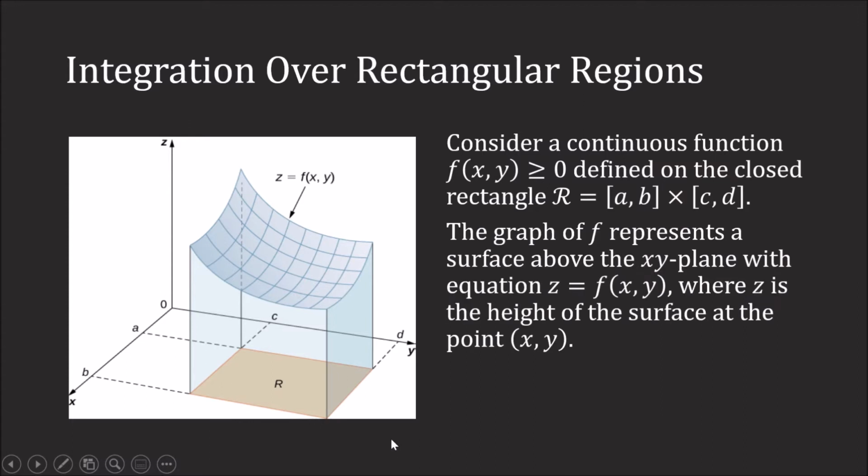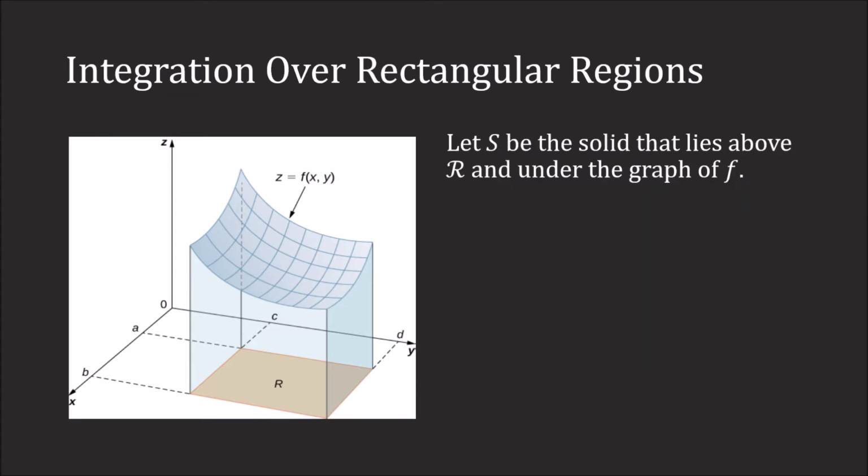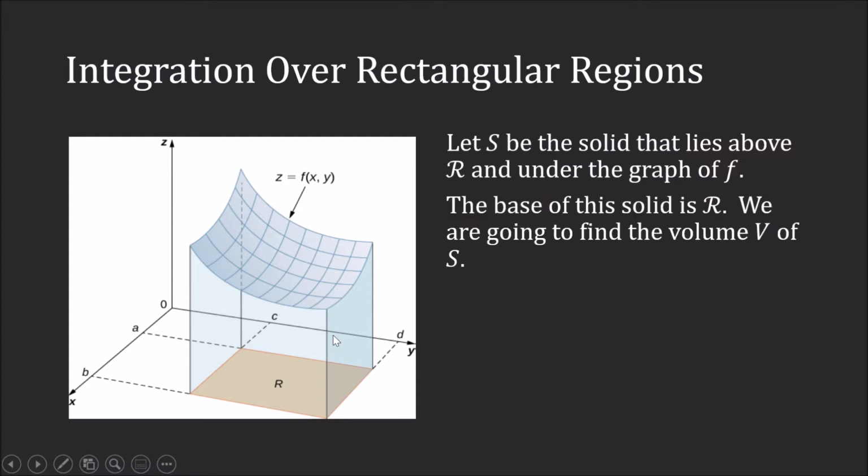Now the graph represents a surface above the xy-plane that has equation z equals f(x,y), where remember z represents the height of the surface at the point (x,y). So it's the height above the xy-plane at the point (x,y). Now let S be the solid that lies above the rectangular region and under the graph of f. So it's this lightly blue shaded region right here. This is our solid. The base of the solid is R. So our goal is to find the volume of this solid S.